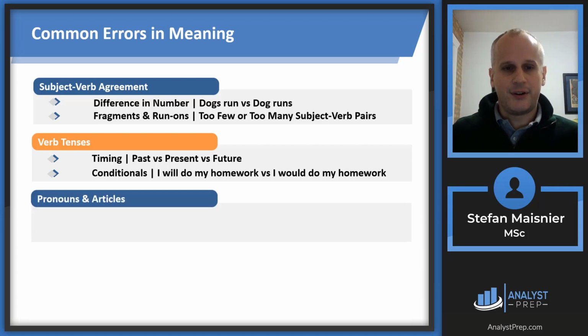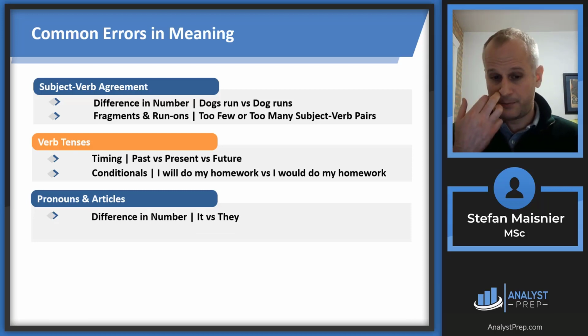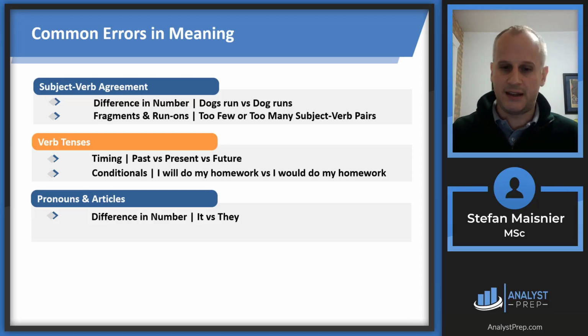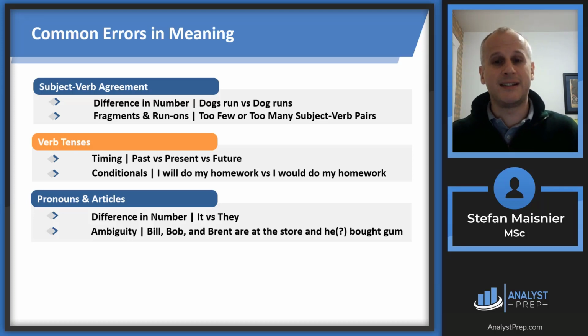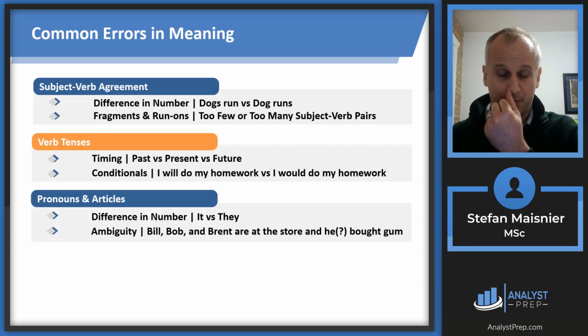Now, the third common error is what are known as pronouns and articles. Pronouns and articles are little terms that refer back to a subject or an object, usually a noun. So you've got differences in number, things like it versus they. You also have the idea of ambiguity, and that can tie into articles as well. So we've got this example of Bill, Bob, and Brent are at the store and he bought gum. That's not going to work because it's ambiguous. We don't know who bought the gum. It could be Bill, it could be Bob, it could be Brent.